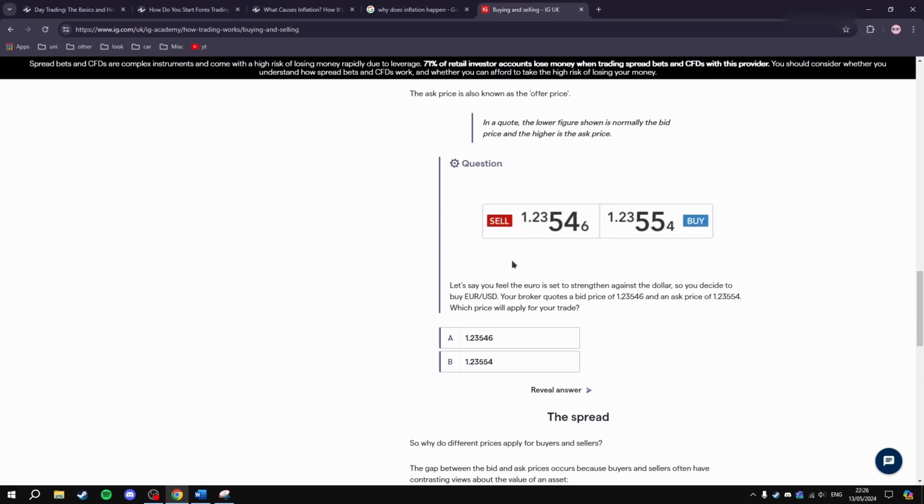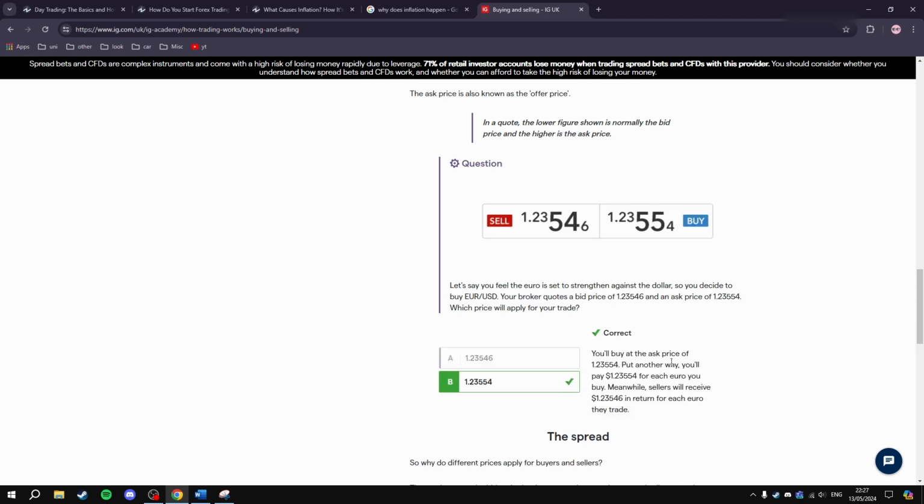So let's say you feel the euro is set to strengthen against the dollar, so you decide to buy EUR/USD. Your broker quotes a bid price of 1.23546 and an ask price of 1.23554. Which price will apply to your trades? If you want to buy, you look at the ask price, so you buy at 1.23554.